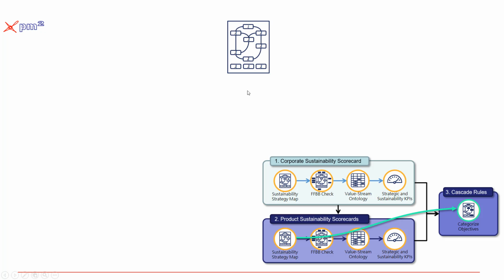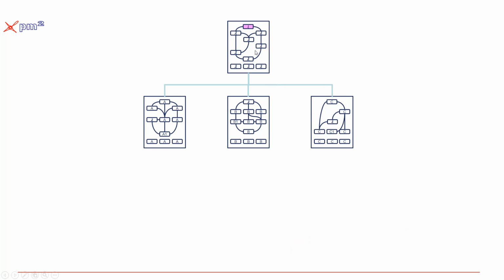So for example, let's say in the corporate level we decide one of these objectives is mandatory. I've marked that by this pink objective. So what that means is, as we take a look at each of the products, we should probably include that mandatory objective on their strategy map. Now, as you can see, it may occur in a different location. It may have a different weight. It may even have a different metric. We can make those decisions as part of the cascading rules.